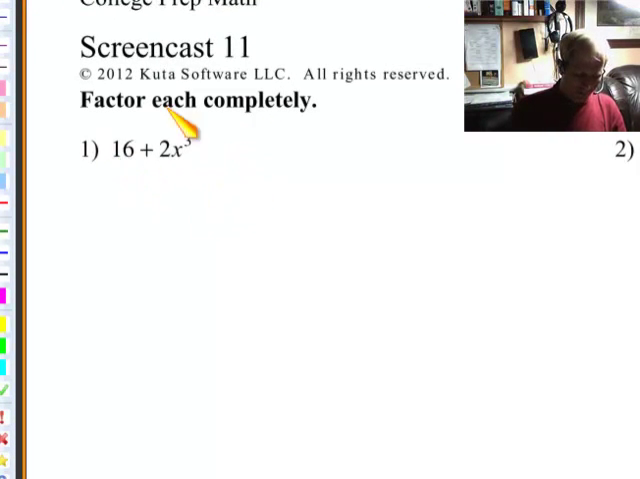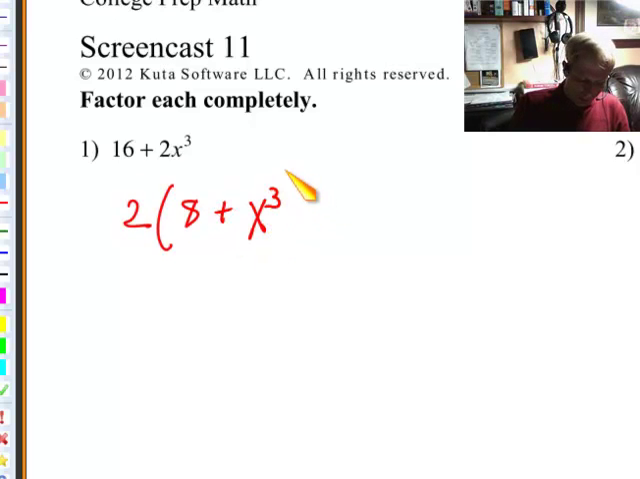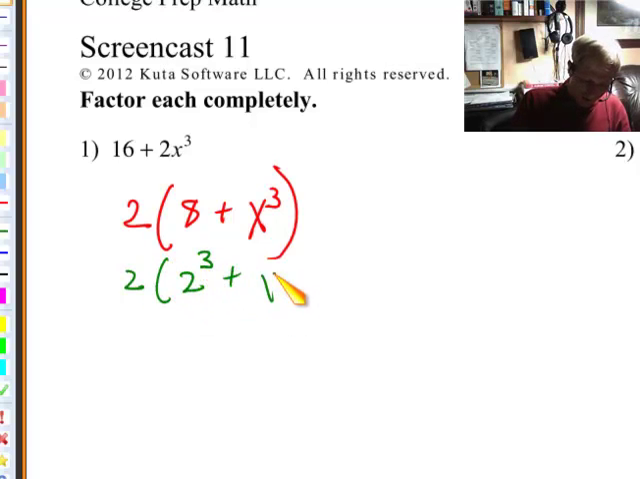However, before I do any higher order factoring patterns, I always want to factor a common factor if there is one. So I can see by the fact that 16 and 2 are both even numbers that I can factor out a 2. So I'm going to do that, and that's going to leave me with 8 plus x cubed. Alright, now I'm going to rewrite 8 as 2 cubed. So now I'm going to have 2 cubed plus x cubed.